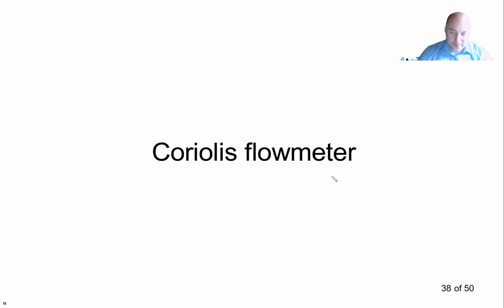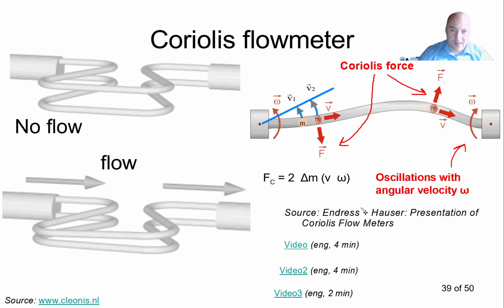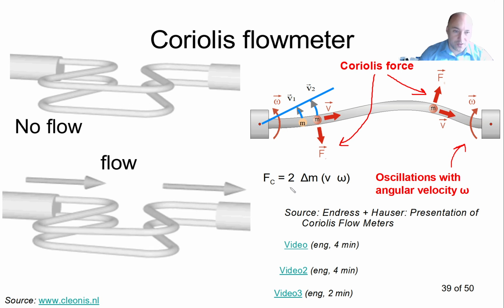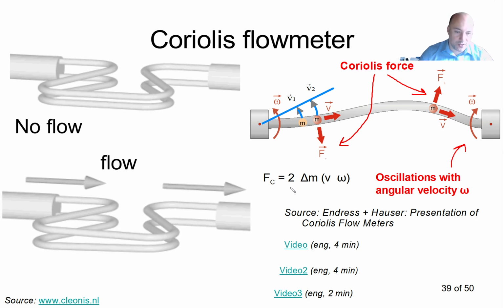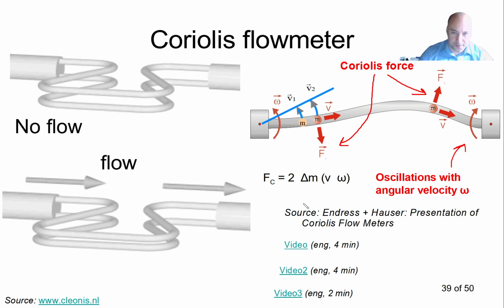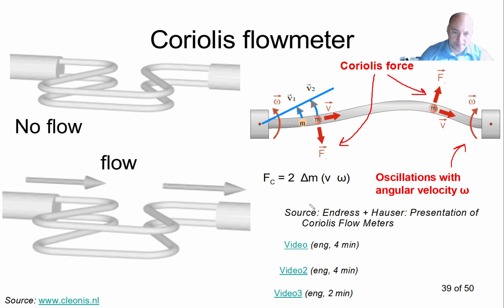Okay, so the last flow meter will be a Coriolis flow meter. And we'll see that the Coriolis flow meter is very often used in many industrial systems because it has many advantages. So how does it work?